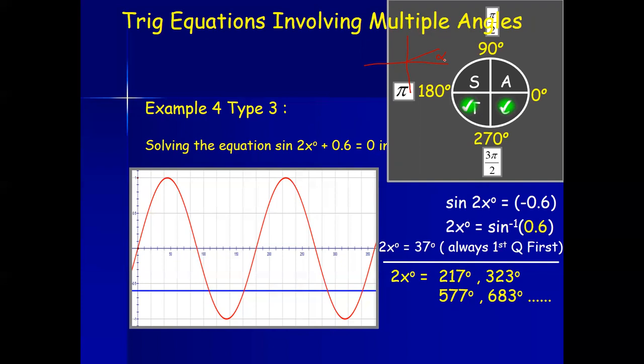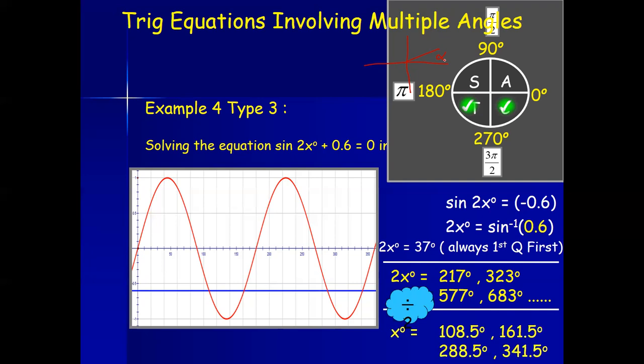But those are 2x's. How do I find x? If 2x equals that, x is just that divided by 2. That divided by 2, this one divided by 2, and this one divided by 2. That's how you find your final x. You divide them all by 2, and then you get 108.5, 161.5, 288.5, and 341.5.